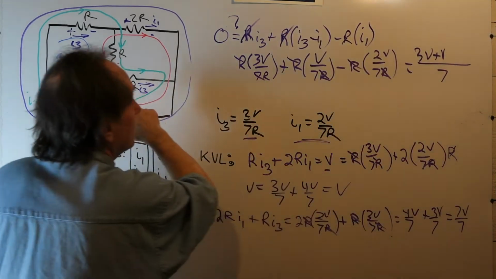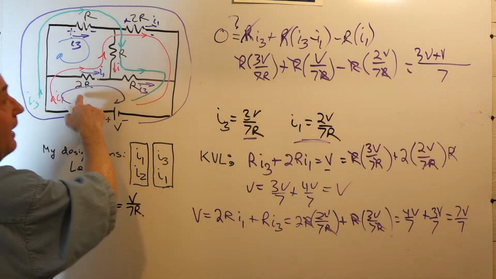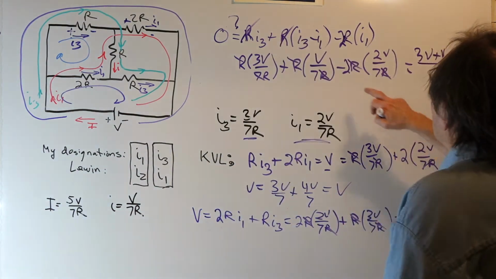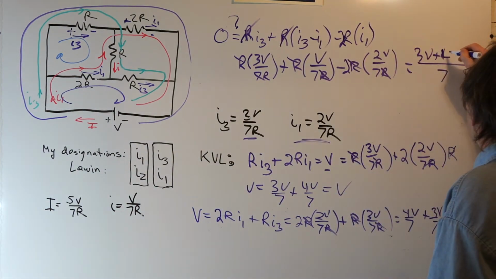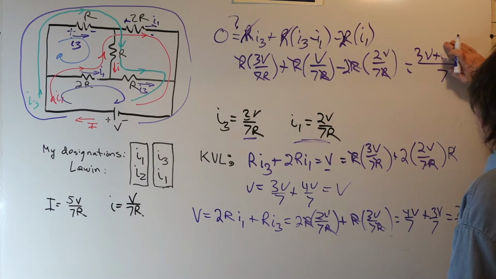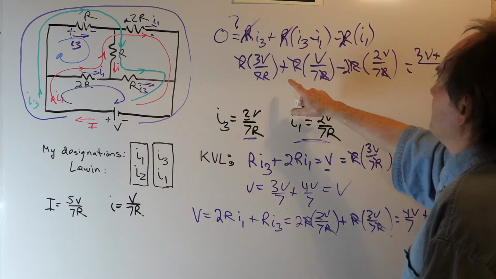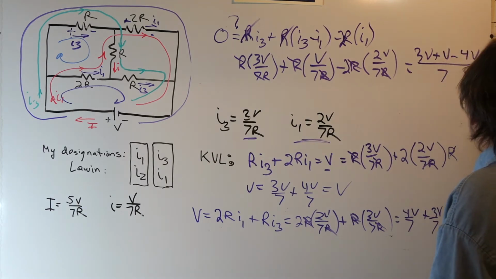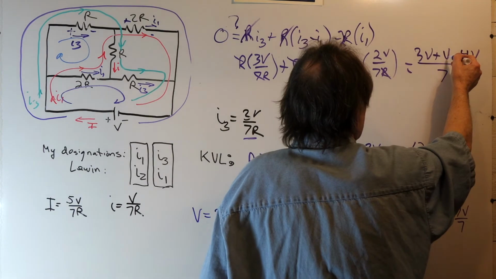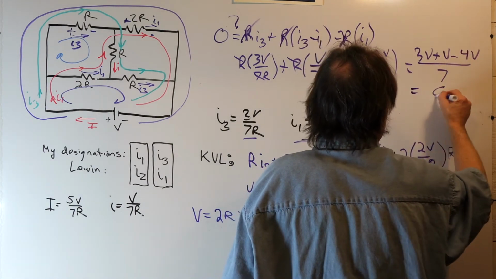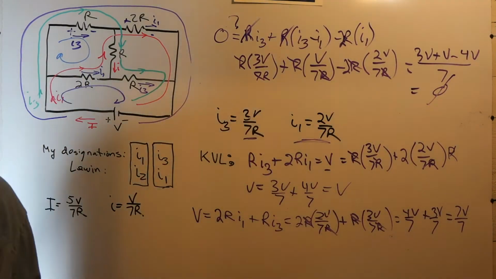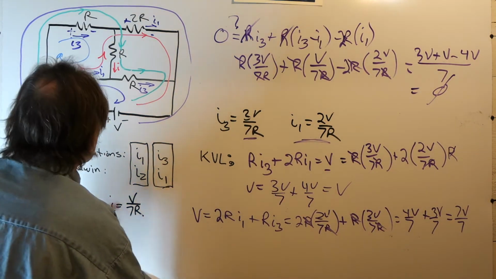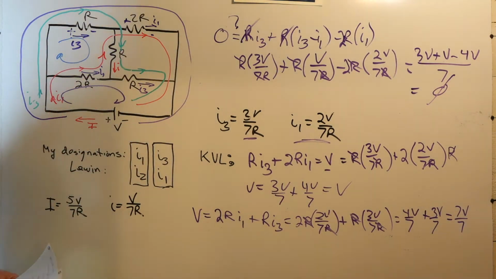Oh, I messed up here. This is 2R. I'm sorry. I1 times 2R, so that's a 2R there. So 2 times 2V is, sorry, I'm getting all mixed up here. So we have 3V plus V minus 4V. And 3V plus V is 4V minus 4V, so this does indeed come out to 0. So it satisfies Kirchhoff's voltage law around that loop also, and you'll find the same thing true going around this loop. So we know this is a solution.